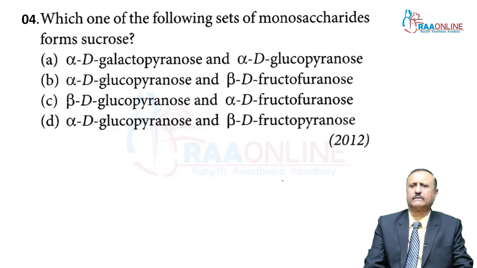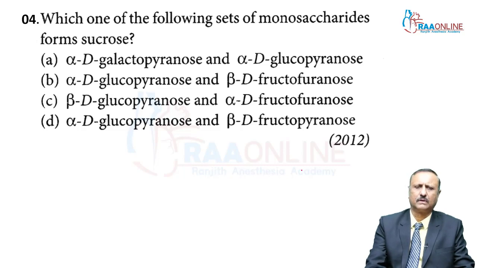Now my dear students, we can see question number 4: which one of the following sets of monosaccharides forms sucrose? Here you can see alpha D glucopyranose. In sucrose only glucose and fructose are units. Galactose is not a unit, only glucose is a unit. So option A is a wrong answer.